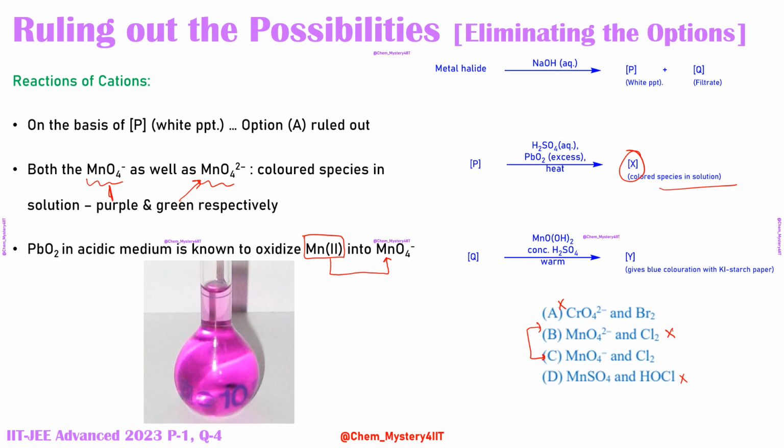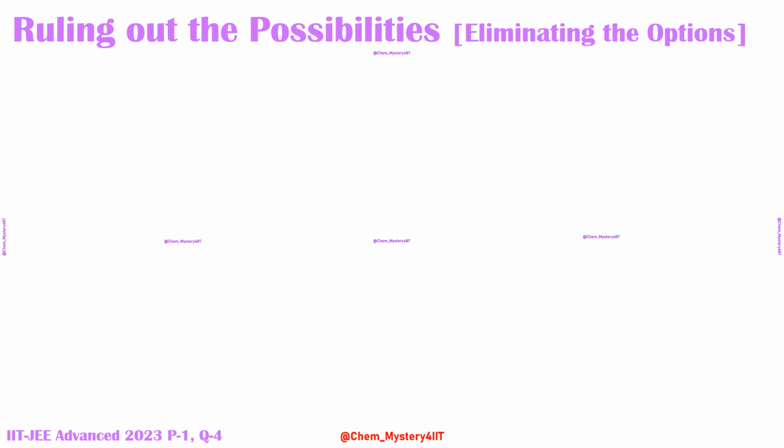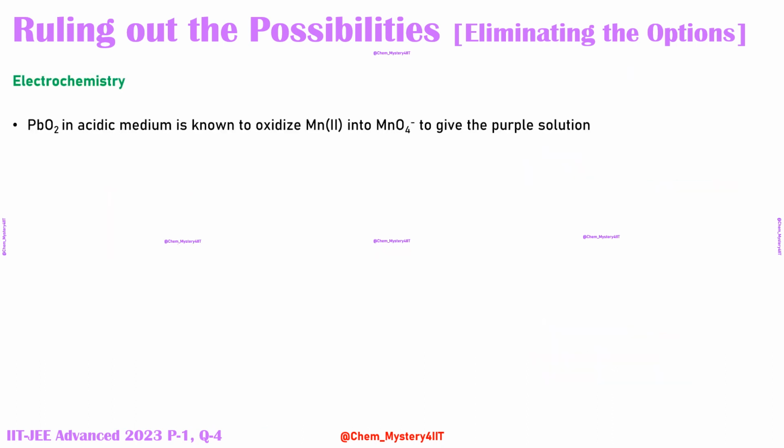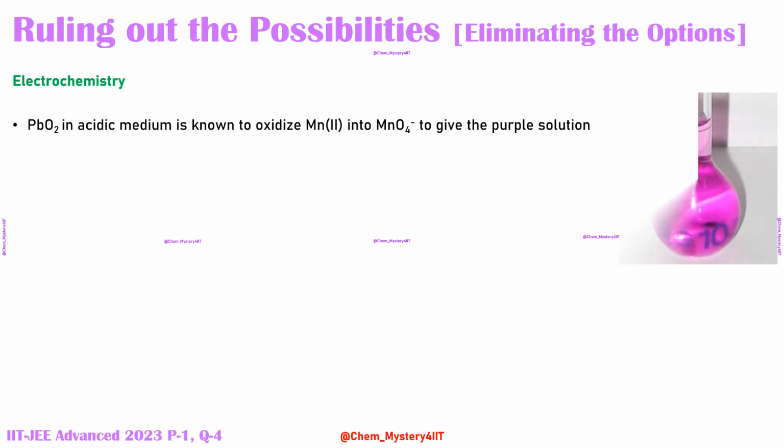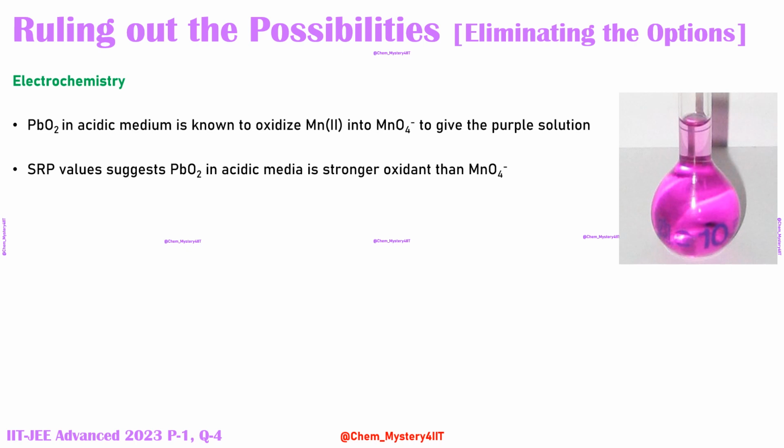One last thing before we move on, coming from electrochemistry. We were saying in the beginning that PbO2, lead dioxide in acidic medium, is known to be a very strong oxidizing agent. If we have not seen that in electrochemistry or anywhere in redox reactions, qualitative analysis would have been the best place to see this reaction. Otherwise, in the lead acid battery, the SRP values we mention when adding their electrode potentials and the cell potential suggest that PbO2 in acidic media is a very, very strong oxidizing agent.